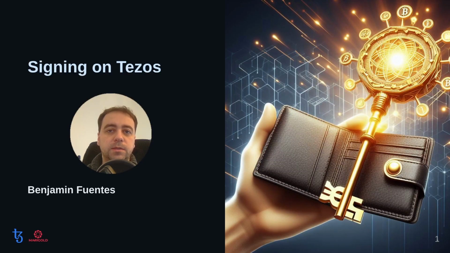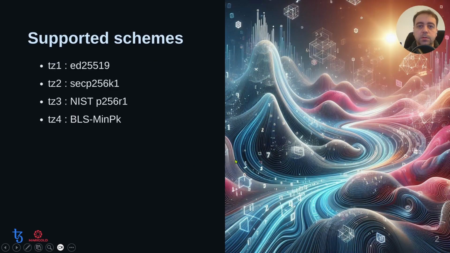Hi everyone, in this video we will talk about the different ways of signing in Tezos and the risk associated to each of these solutions. So, there are some supported schemes, elliptic curve algorithms, on Tezos, for the addresses from tz1 to tz4. You may know the default one in Tezos, that is Ed25519. The tz2 address is secp256k1. The tz3 is NIST P256R1, and the tz4, the BLS.